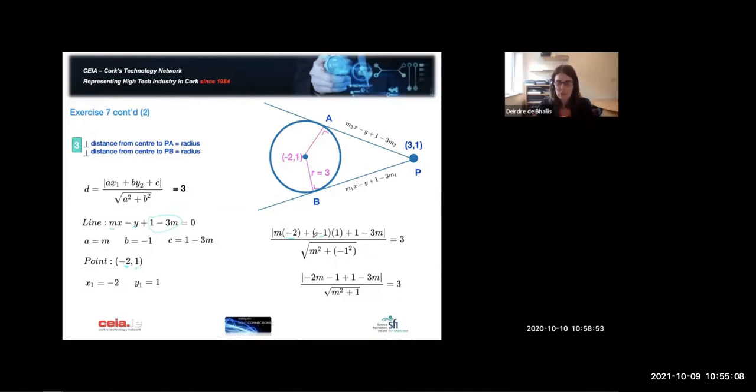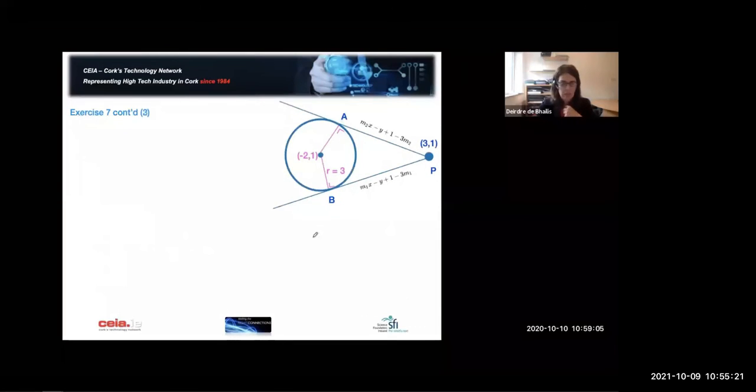That tidies up to the modulus of minus 2m minus 1 plus 1 minus 3m over the square root of m squared plus 1, and that's all equal to 3. And that tidies up even further to the modulus of minus 5m equal to 3 over the square root of m squared plus 1.